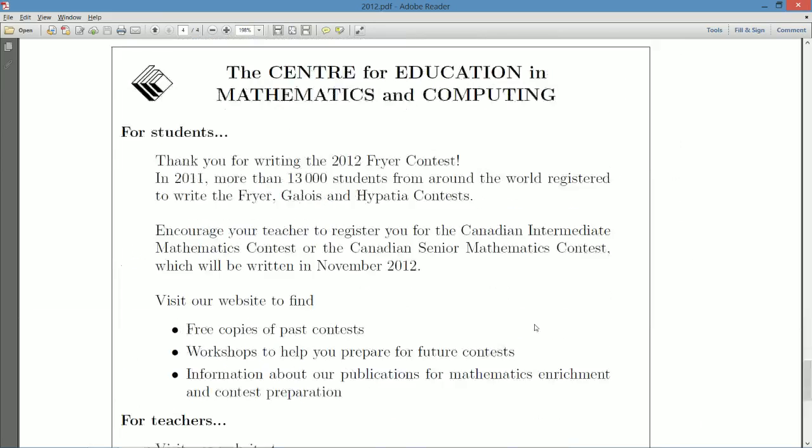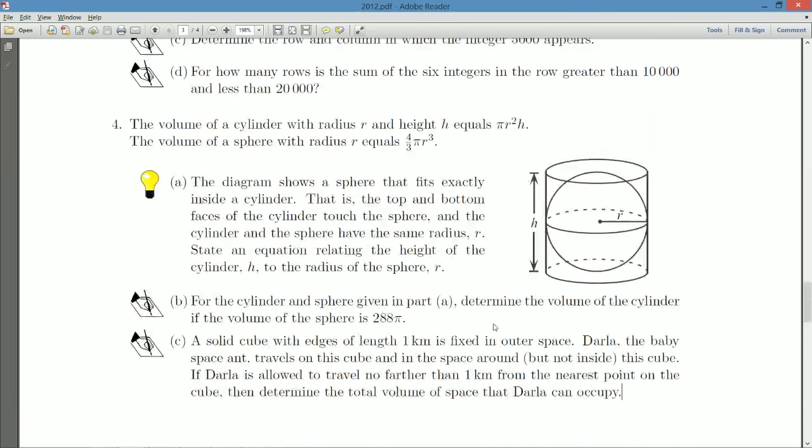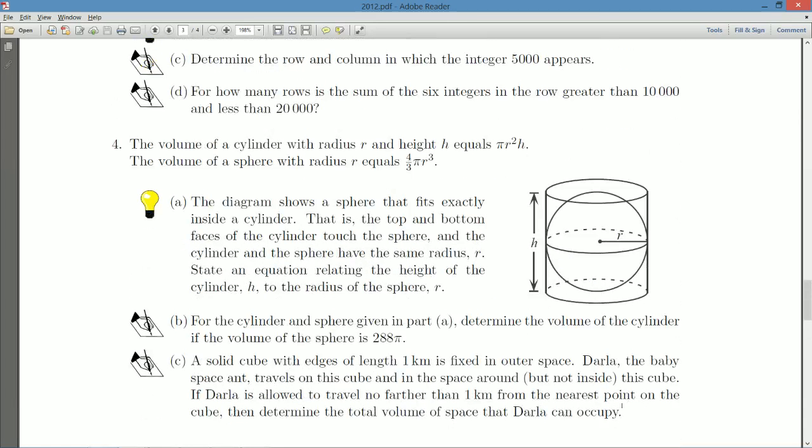Just the back of the contest here. So that concludes question number 4. It's a nice little question. C certainly looks like it was probably stapled on there from another question, because we don't have baby space ants in A or B, but C part definitely uses the formula for cylinder and sphere that we have already gotten accustomed to in A and B parts. So it's not a bad question.